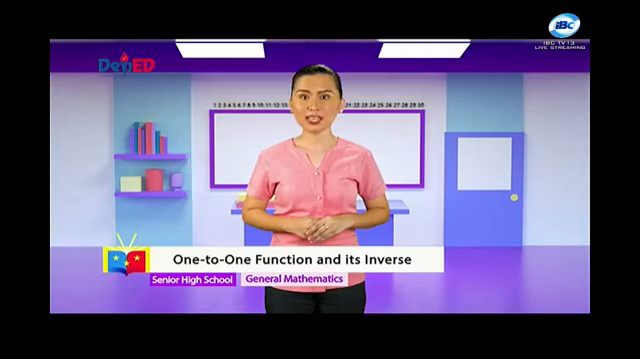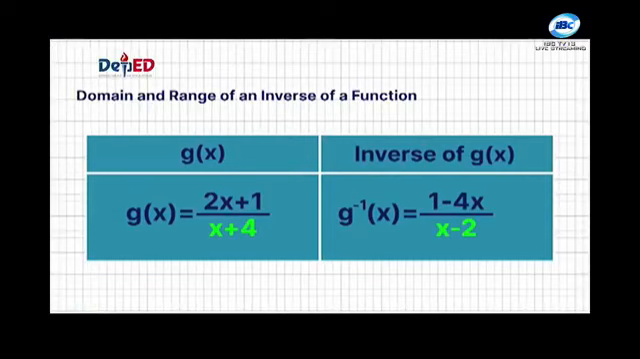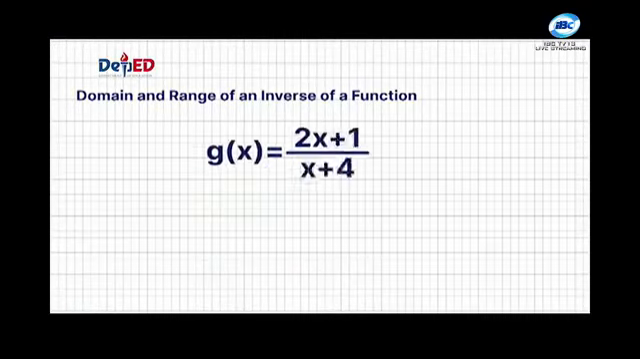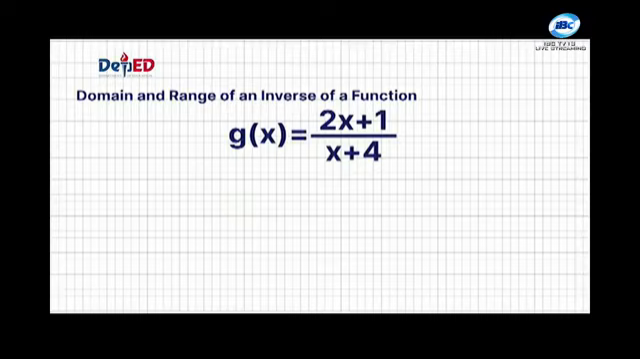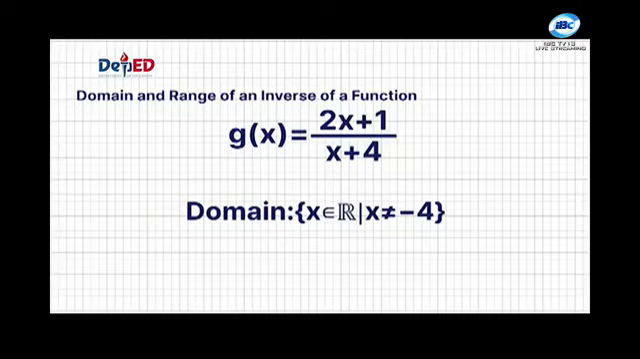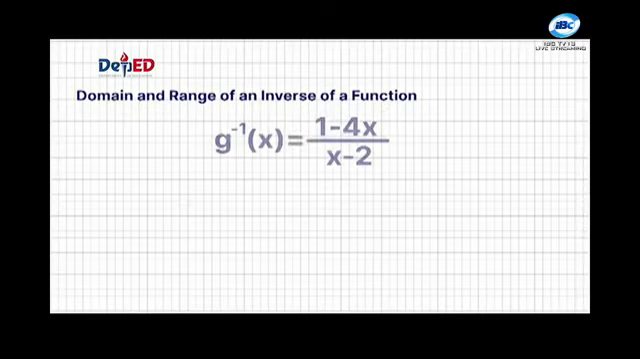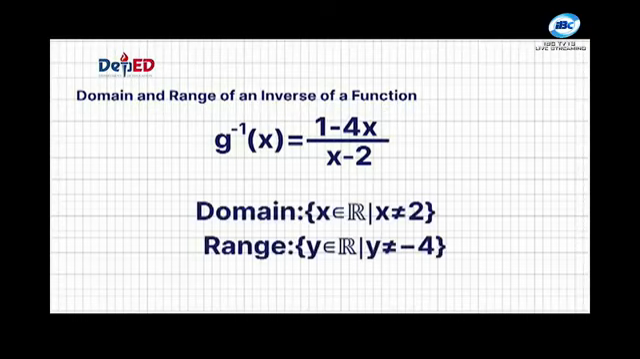Now, for the range of the inverse function, we get the domain of the original function. The denominator of g of x should not be equal to -4, because -4 plus 4 will make the denominator 0. Thus, the domain of g of x is the set of all real numbers except -4. This is also the range of the inverse function. Thus, the inverse function's domain is the set of all real numbers except 2, while its range is the set of all real numbers except -4.